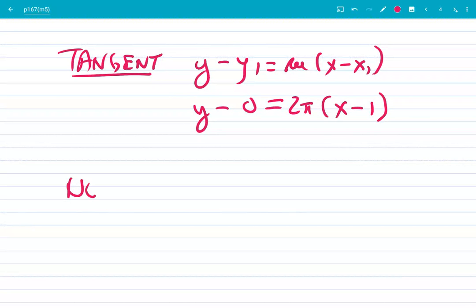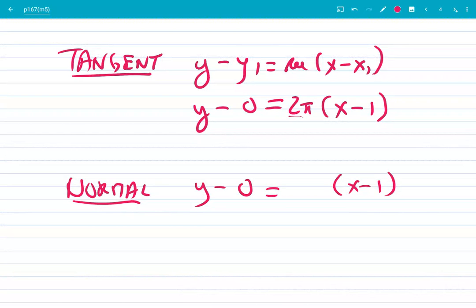But the normal is the same thing. y minus y1 doesn't change. x minus x1 doesn't change. The slope changes. What's the negative reciprocal of this? Because the normal line is simply perpendicular to the tangent line at the same point, at x equals 1, y equals 0. So negative 1 over 2 pi.